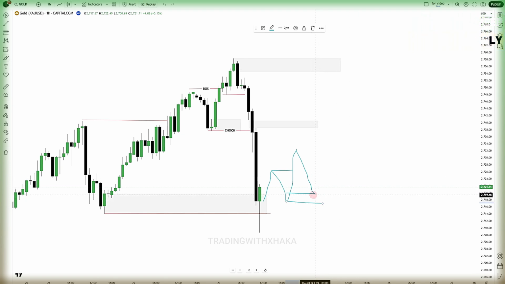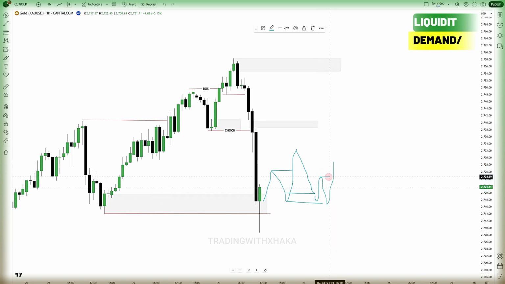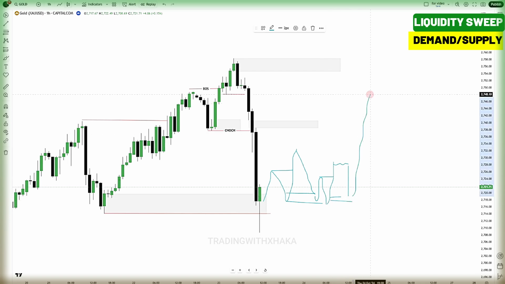Then I move down to 15 minutes time frame, look for market structure shift as well, look for any sort of liquidity to form, then entry here, and target this zone. This is what I'll be looking for. I hope this is clear. This is what we'll be looking for. So let's patiently wait for the structure to form.